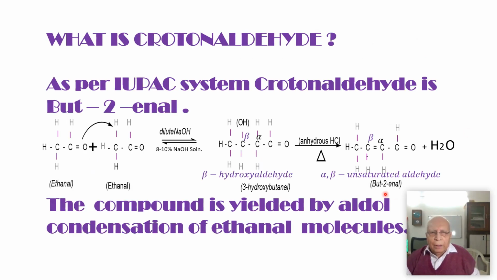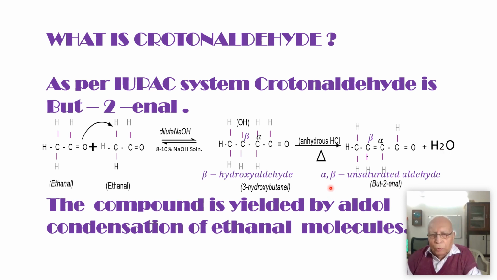but-2-enal, which is the final condensation product of two ethanal molecules containing alpha hydrogen atoms. Aldol condensation we have already taken up and discussed. In the presence of dilute NaOH, you get 3-hydroxybutanal. The aldol product is obtained here, which in the presence of anhydrous HCl, that is hydrogen chloride gas, and a little heat, gets converted to an alkene, but-2-enal, with the loss of a water molecule.